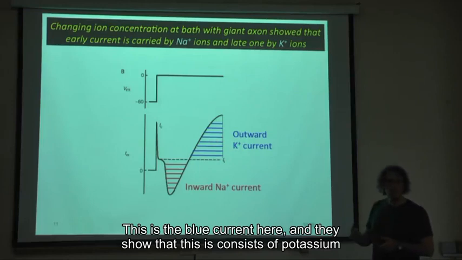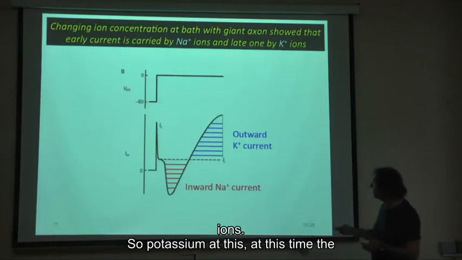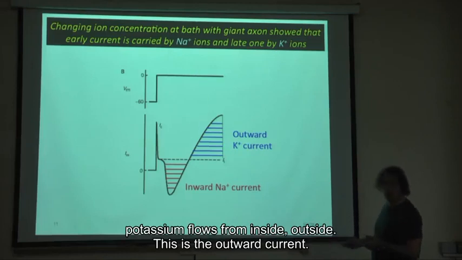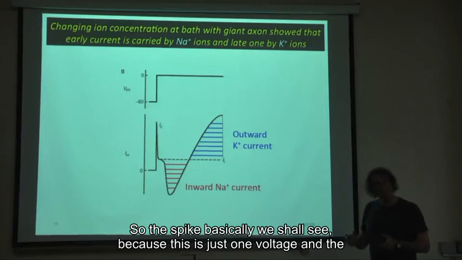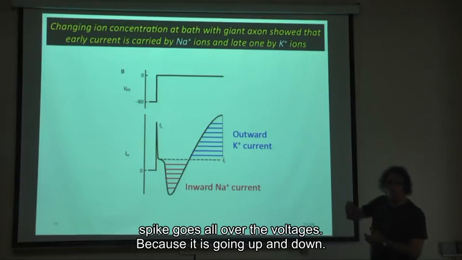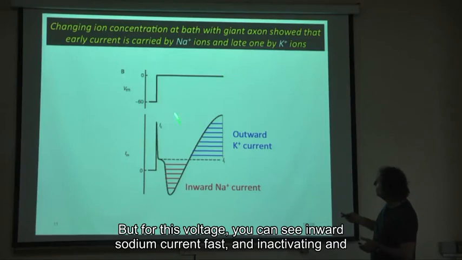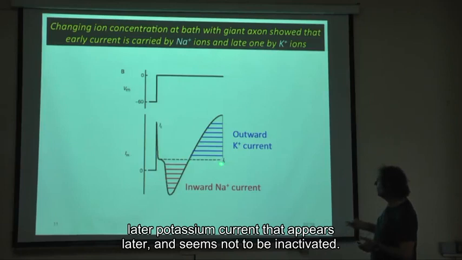And they show that this consists of potassium ions. So potassium, at this time, flows from inside outside. This is the outward current. So the spike, basically, we shall see, because this is just one voltage and the spike goes all over the voltages because it is going up and down. But for this voltage, you can see inward sodium current, fast and inactivating, and later potassium current that appears later and seems not to be inactivated.